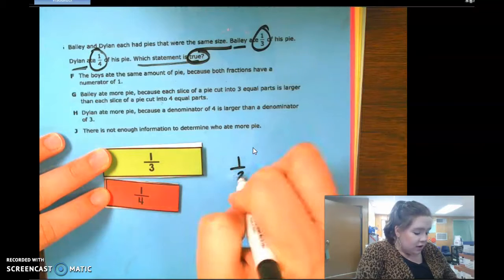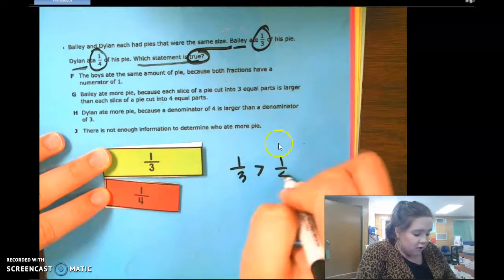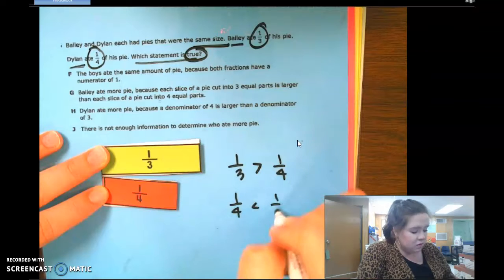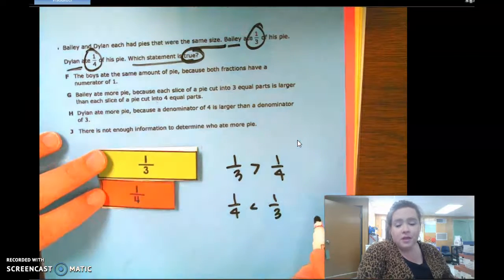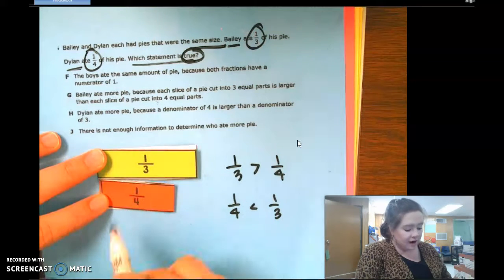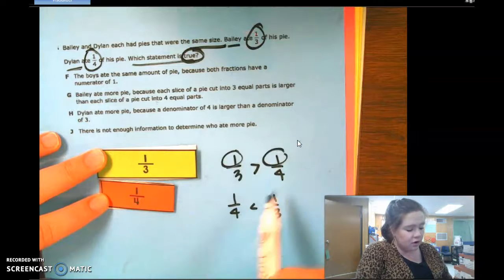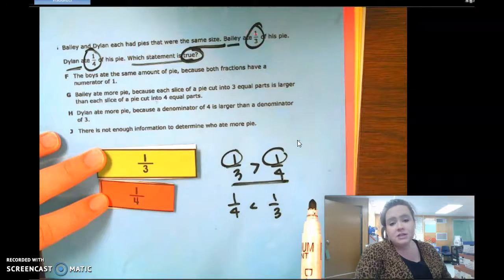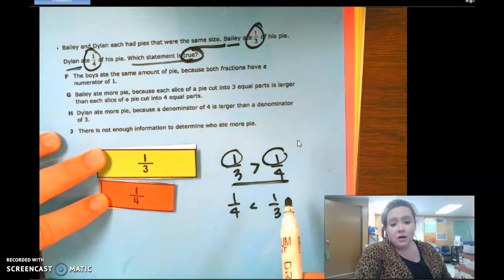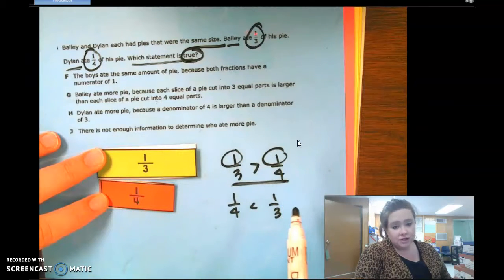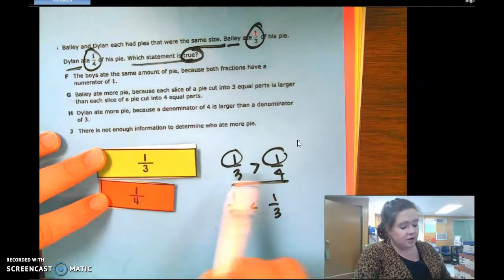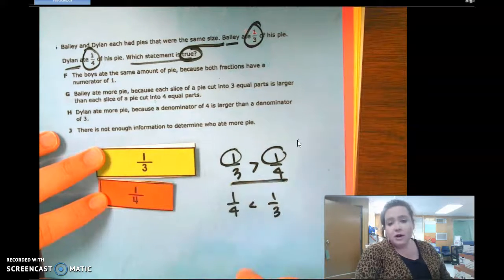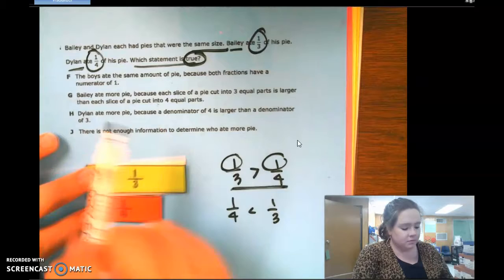Awesome. 1/3 is greater than 1/4, or you could have said 1/4 is less than 1/3. Okay. And remember, your fractions have the same numerator, so you're going to use your denominators to compare your fractions, and the fractions with the smaller denominator are going to be your greater fraction. Okay, when you have the same numerator, your smaller denominator is going to be your larger fraction.